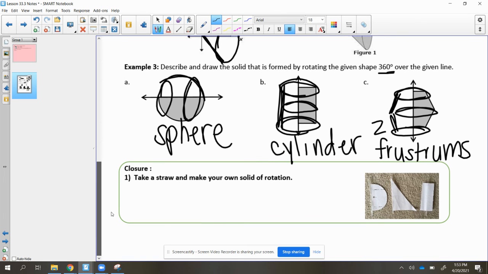All right, now to close out today, notice these figures here. You can really create your own solids of rotation if you take a straw and make these rotations around and see in full effect the shapes that you're creating when you tape this two-dimensional object on and rotate it around to become a three-dimensional object.